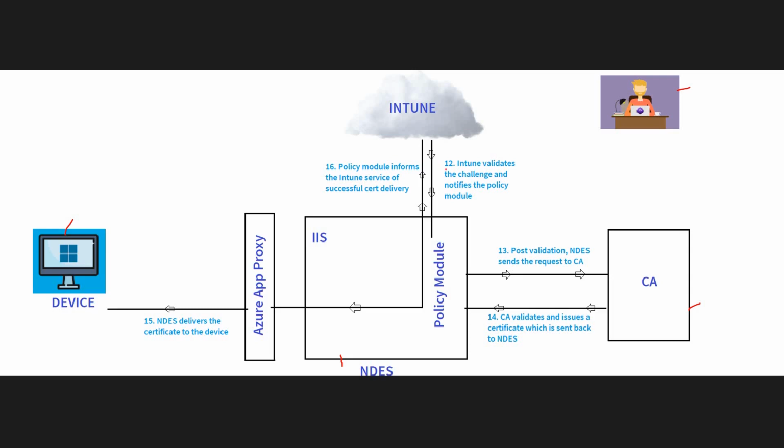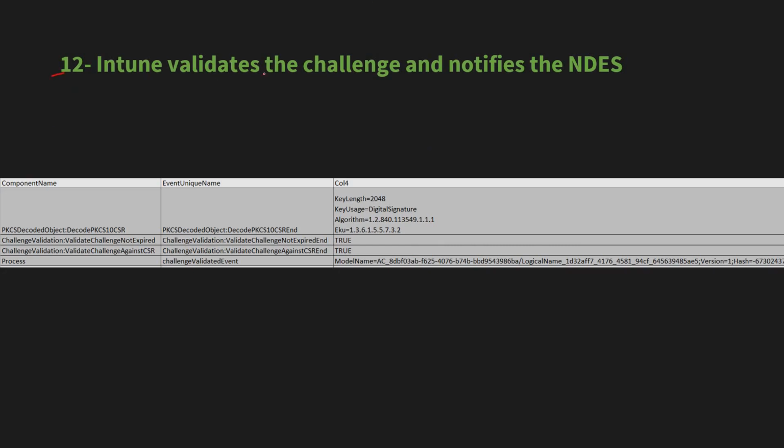Now in step 12, you see that Intune validates the challenge, and whatever the result of that challenge is, Intune is going to respond back to the policy module and tell it the result. So in step 12, Intune validates the challenge and notifies the policy module in the NDES. Now, this is a log which cannot be seen by everybody. This can only be seen by someone who has access to the Intune service, by someone in Microsoft, by using some tool like Kusto Explorer.